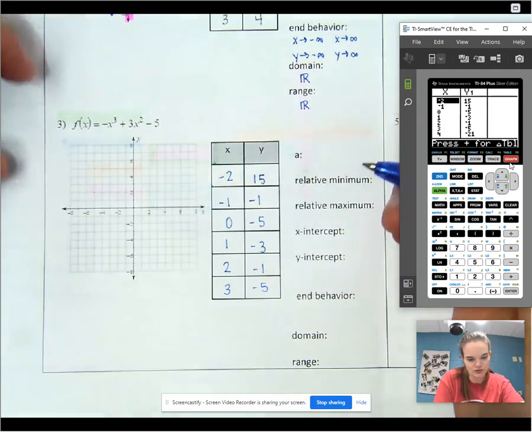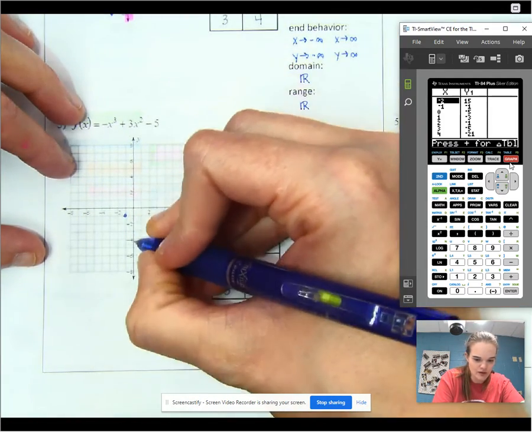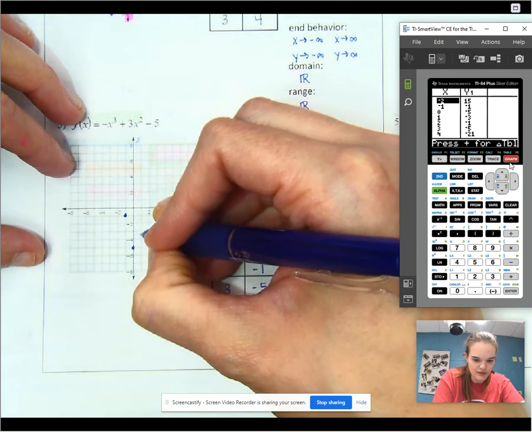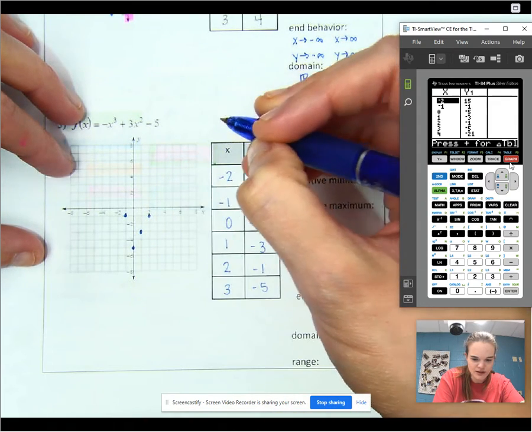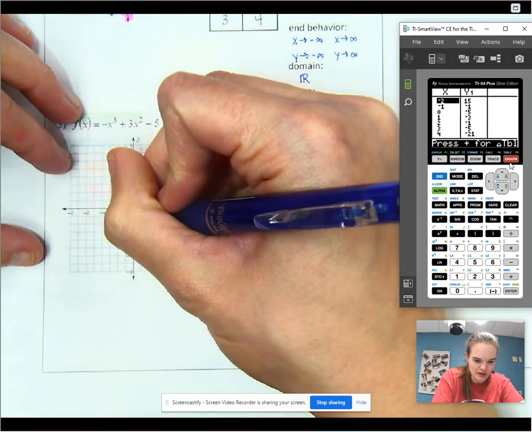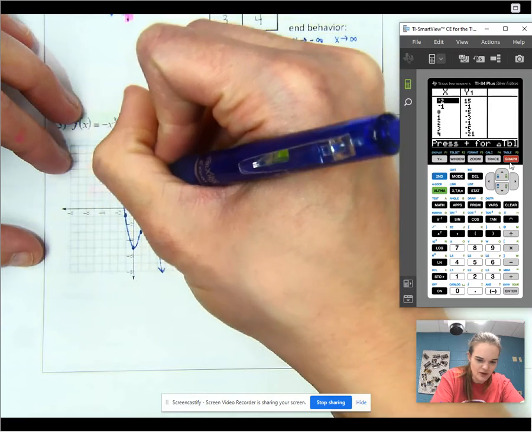I can't graph negative 2, 15. Negative 1, negative 1; 0, negative 5; 1, negative 3; 2, negative 1; and 3, negative 5. So this one, left to right, it starts here and it goes around, and I need to graph all the way up.